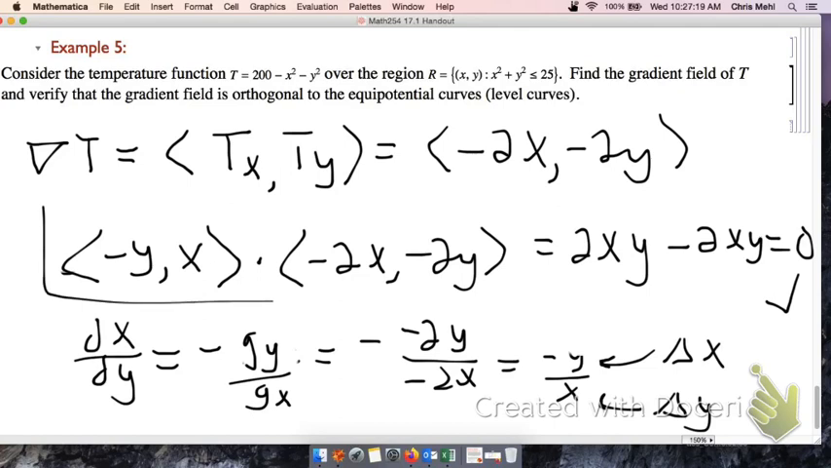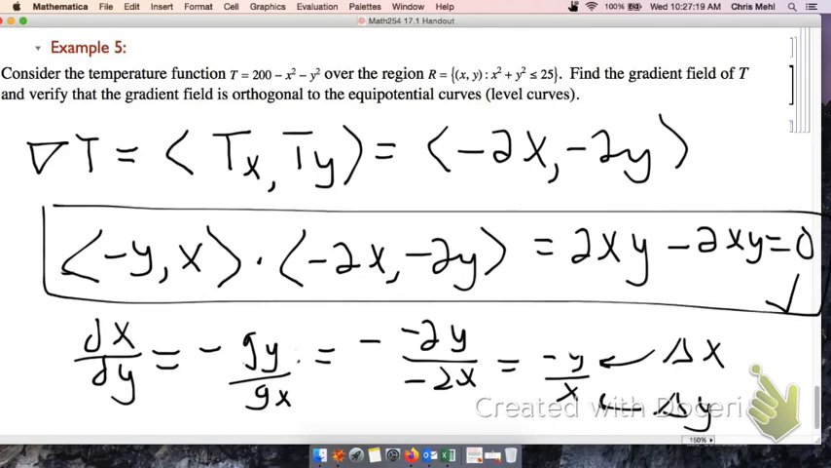Okay. So in my dot product here, the first vector is a vector that's tangent to the level curve, and the second vector is just the gradient. That's the gradient field of T, and they're orthogonal if their dot product is 0, which it is.